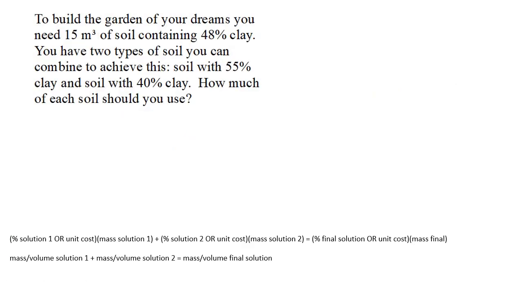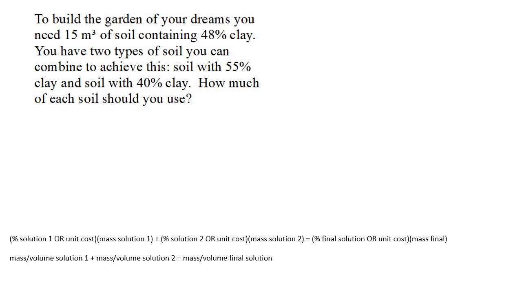So I've just updated the formula. Okay, so sometimes it's a percentage solution or a unit cost. And we said that the unit cost is like dollars per kilogram or something like that. So here it says, to build the garden of your dreams, you need 15. I think this is going to be a different type of way that they ask the question. Remember, I said in the beginning of this video, we're going to look at the different ways. This is going to be another different way. So let's see.